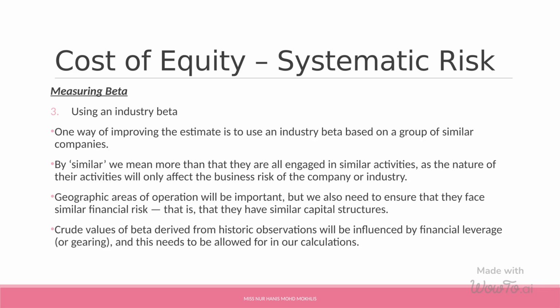One way of improving the estimate is to use an industry beta based on a group of similar companies. By similar, we mean more than that they are all engaged in similar activities, as the nature of their activities will only affect the business risk of the company or industry. Geographic areas of operation will be important, but we also need to ensure that they face similar financial risk, that is, that they have similar capital structures. Crude values of beta derived from historic observations will be influenced by financial leverage, or gearing, and this needs to be allowed for in our calculations.